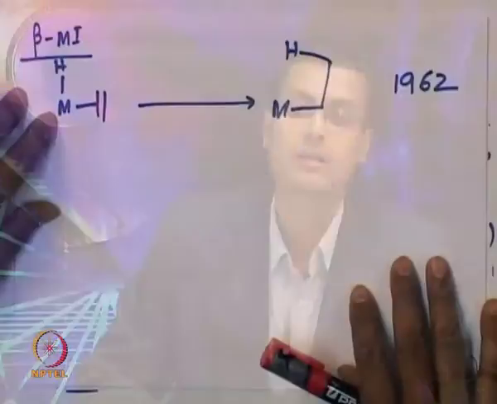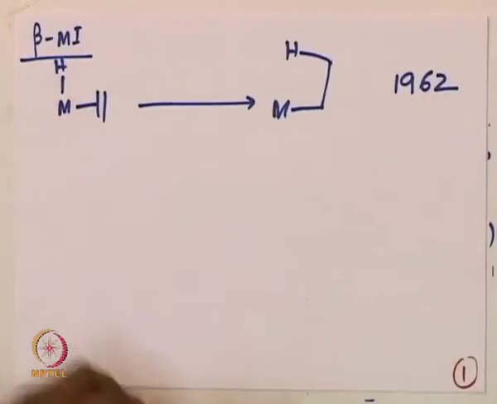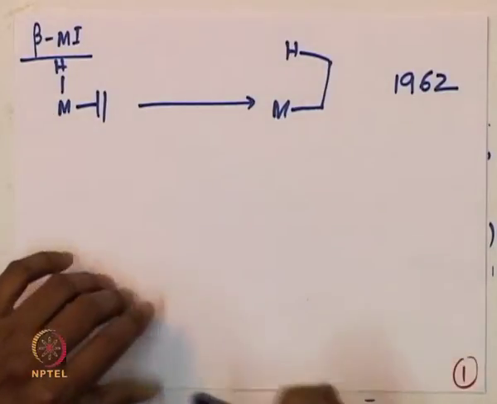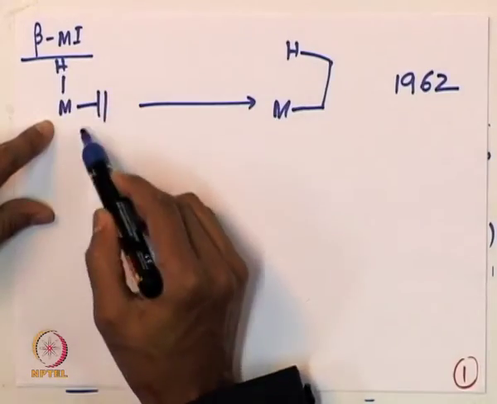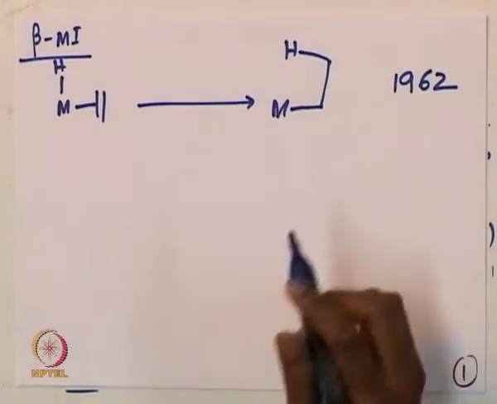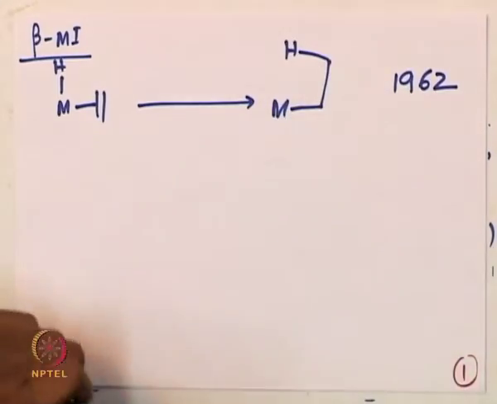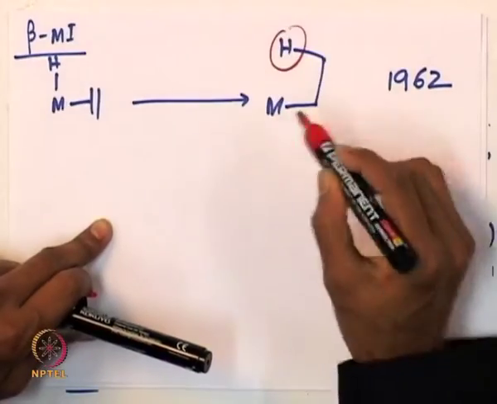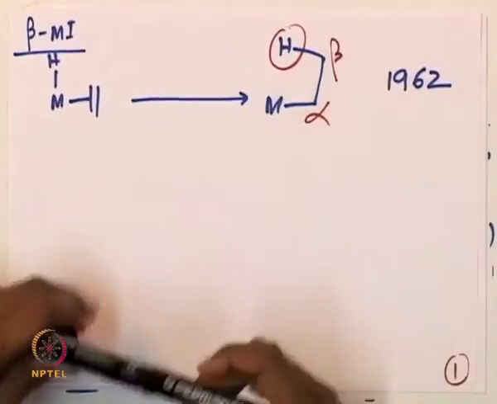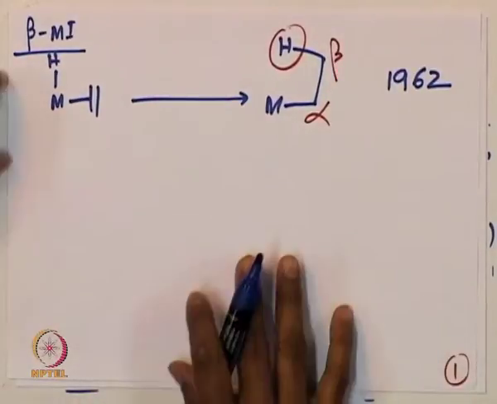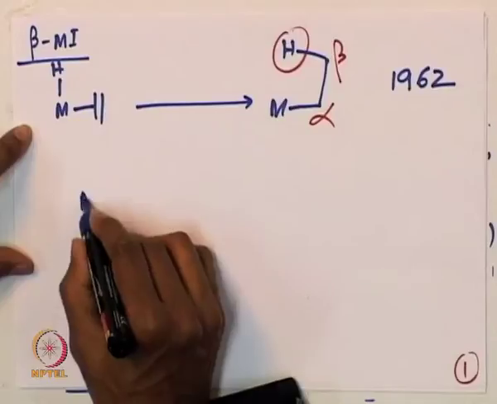So, as we tried to discuss in the last class, beta-migratory insertion involves this metal with a hydride and olefin coordinated, for example, and then we will get a metal alkyl species. As you can see, the H is at the beta position. Now, this reaction can be of different types.